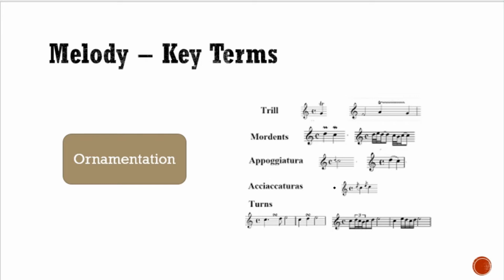And then an acciaccatura looks a lot like an appoggiatura, but it's got a little line through the small notes, and we play the first note really, really fast. And then finally we've got a term, which sounds like this. And those are those 5 different types of ornamentation.